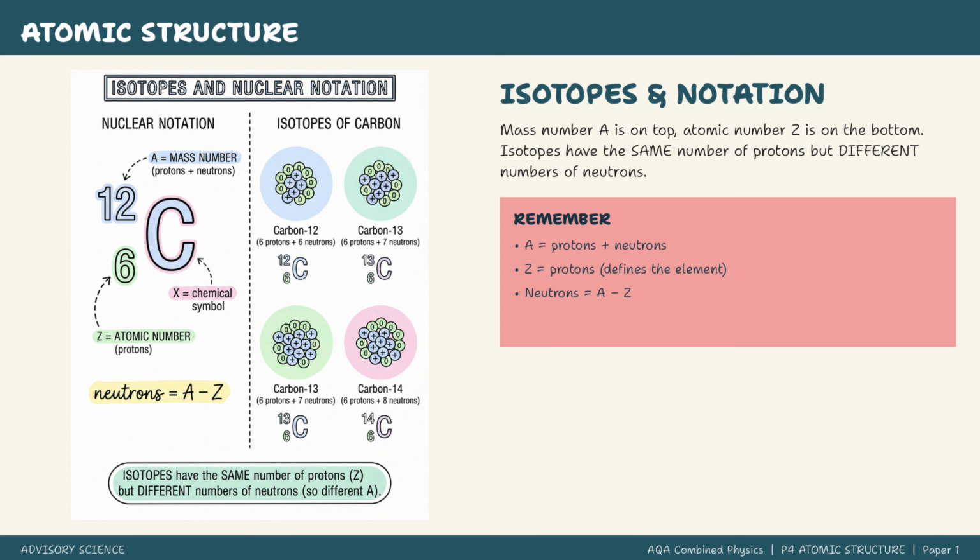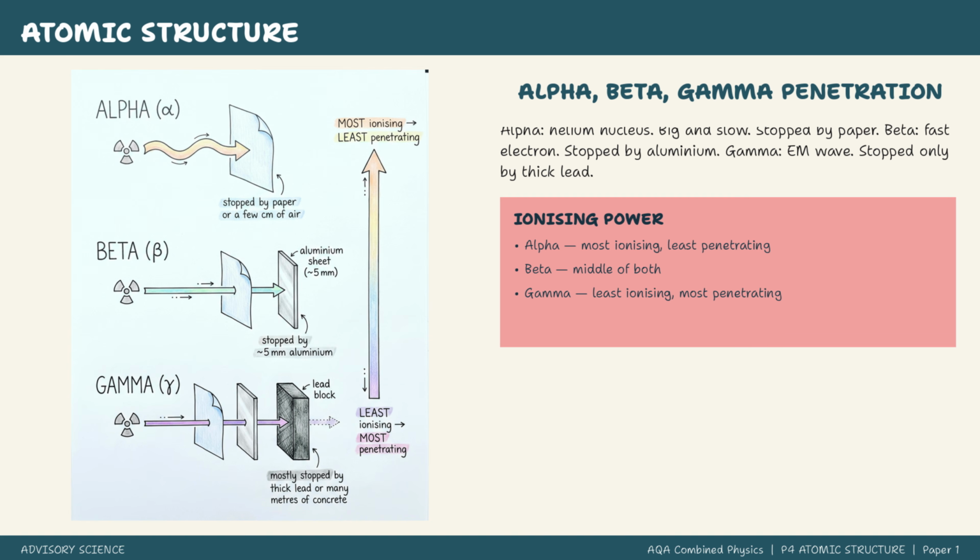Radioactive decay. An isotope is simply an atom of the same element with the same number of protons, but a different number of neutrons. When an isotope decays, it emits one of three types of radiation. Alpha radiation is a helium nucleus made of 2 protons and 2 neutrons. It's big and heavy, and this gives it a high ionizing power to damage cells, but a low penetrating power, meaning it can be stopped by a single sheet of paper.